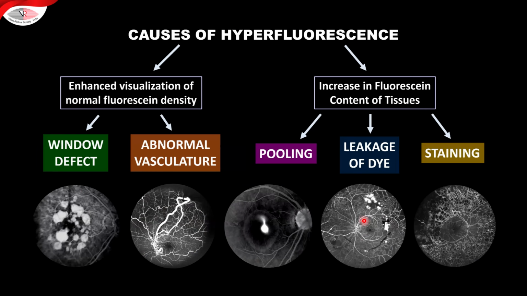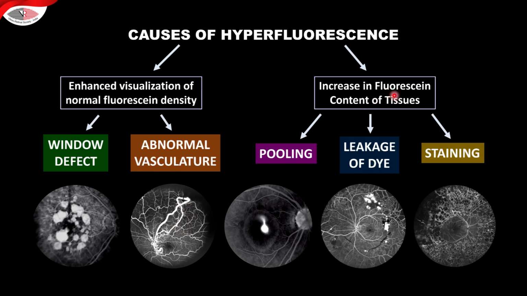Now we come to causes of hyperfluorescence, so increased fluorescence. So enhanced visualization of normal fluorescein density could be either a window defect, wherein there is lack of pigment, and what you're seeing is more choroidal flush coming just because the normal blockage of the pigments is not there. Or there's an abnormal vasculature that you see here. There are these tortuous, thick vessels, which is an abnormality of the vasculature in this network.